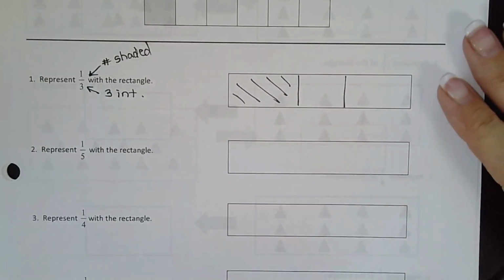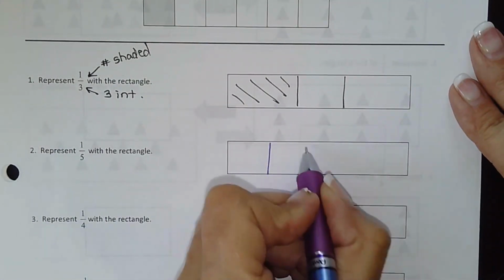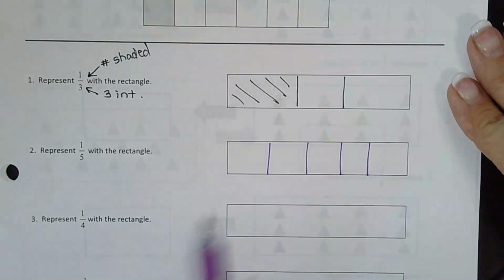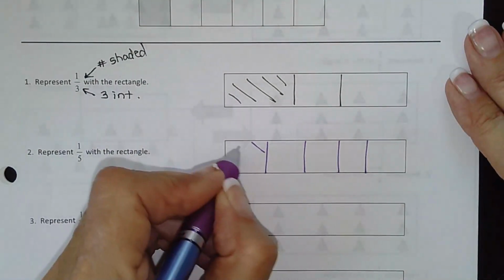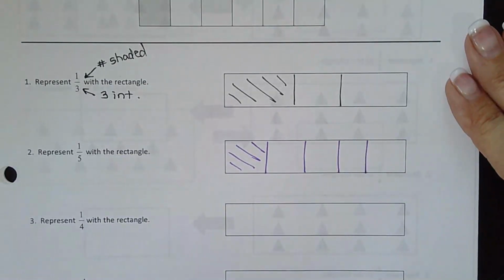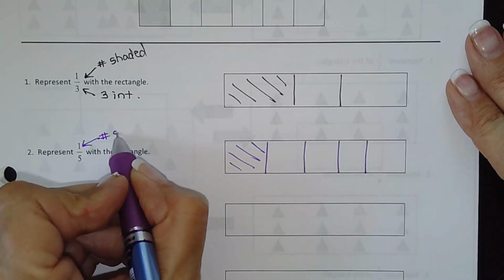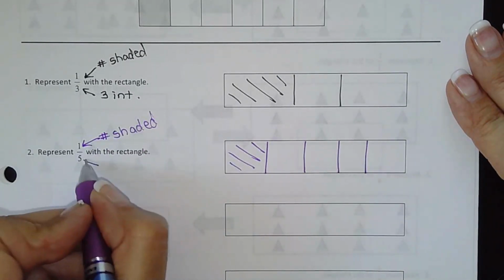1/5, same thing. It says to shade 1, and I need 5 intervals. 1, 2, 3, 4, 5. Not exactly equal, and shade 1 of those. So this is always the number shaded, the numerator. And the denominator is always the number of intervals.